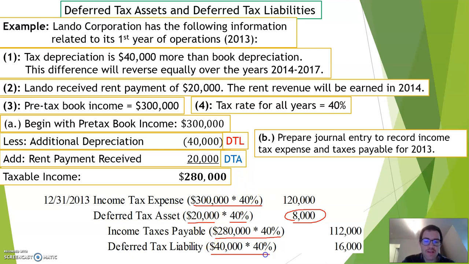Same thing for the deferred tax liability. Its value is $16,000 because it's $40,000. The next $40,000 of depreciation will actually be lower under the IRS code, so you'll have to be paying more on that tax-wise, times 40%. That is the whole journal entry there.